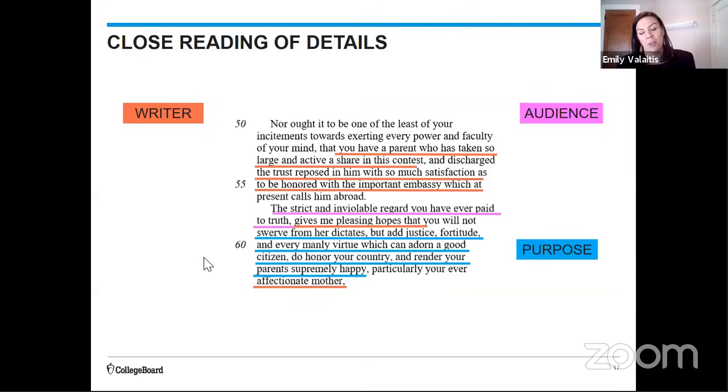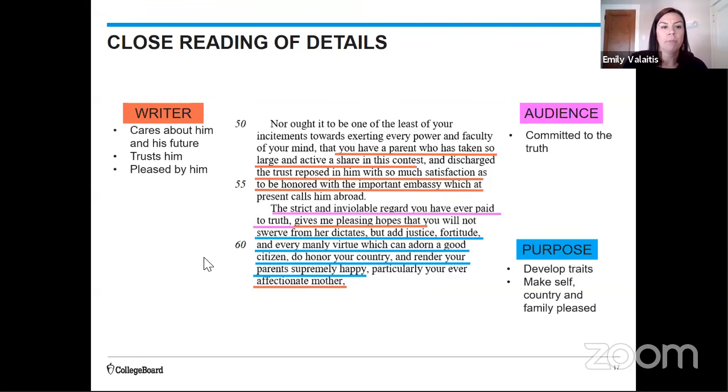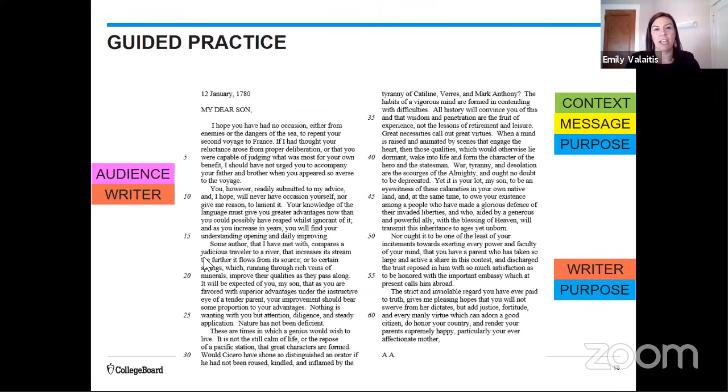especially your affectionate or loving mother. So if we were to step back and look at what we just did, you'll notice that the letter itself shifts and moves in terms of the rhetorical situation.